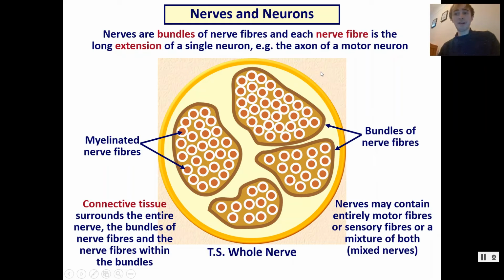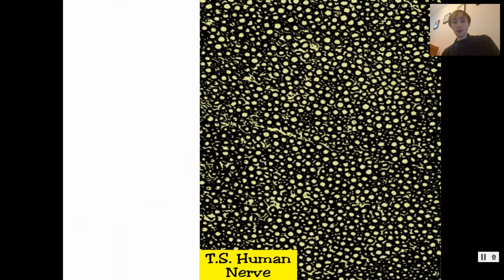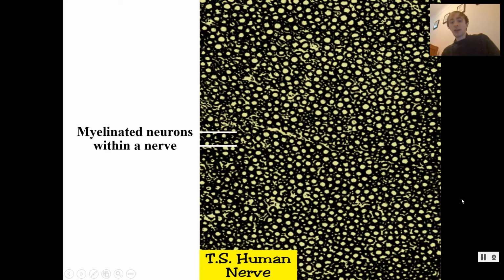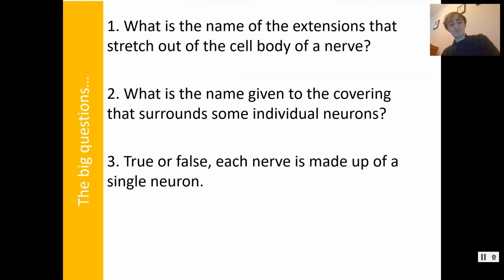At no point should you write a nerve when you mean neuron. A nerve is a bundle of neurons. And if we're looking at a microscope image of a human nerve, you can see every one of these white circles with black around it. The white is the axon, as if you've sliced it and you're looking into it. And the black is the myelin around the outside of the neuron. But this whole thing is one nerve with lots and lots of neurons.